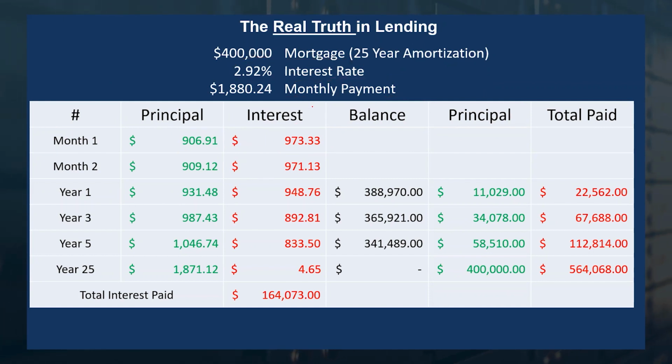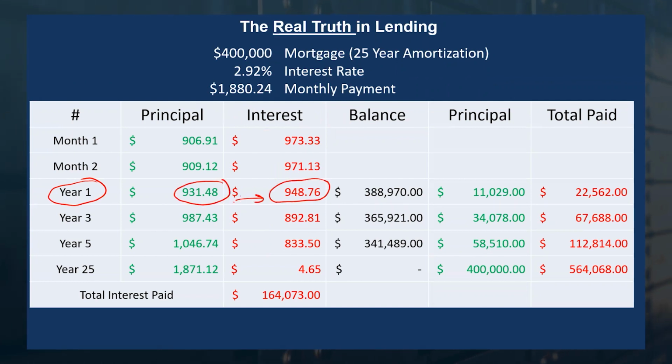The banker is focused on the volume of interest that's going to come back to them, because that is how they make profit. Peter, does it make sense so far? It does. Now, if you're in their house for year one, the principal amount that we're paying is 931 and the interest is 948.